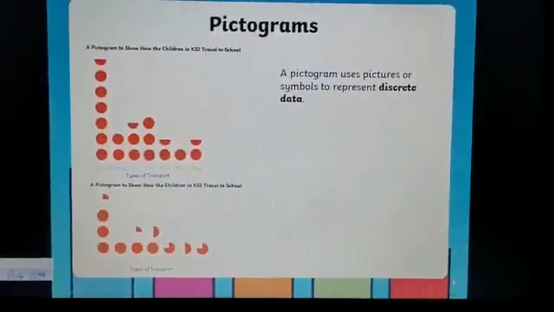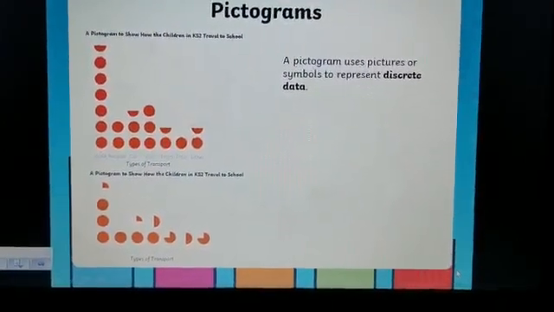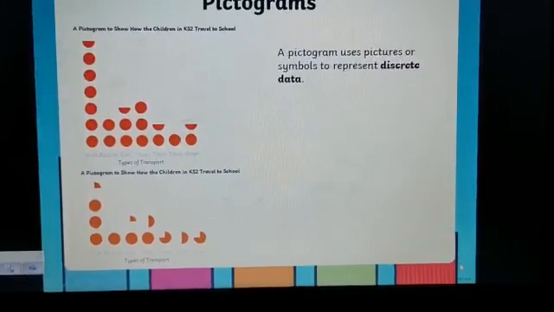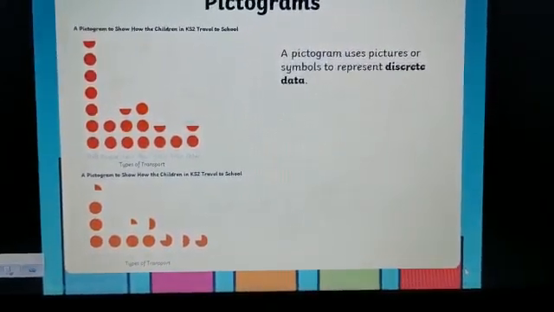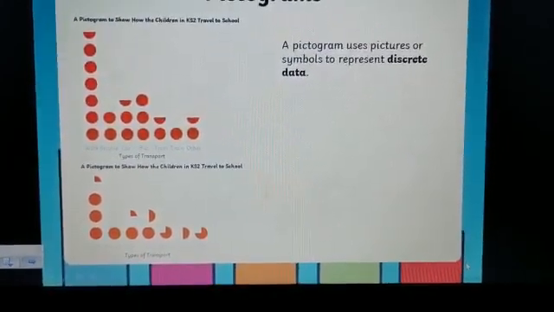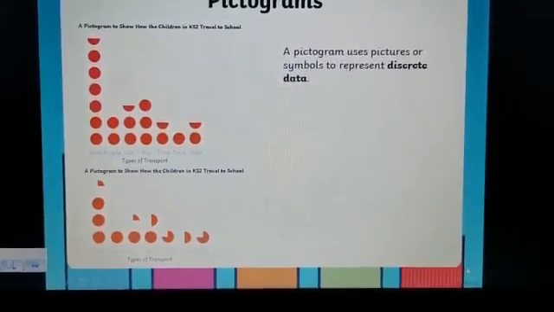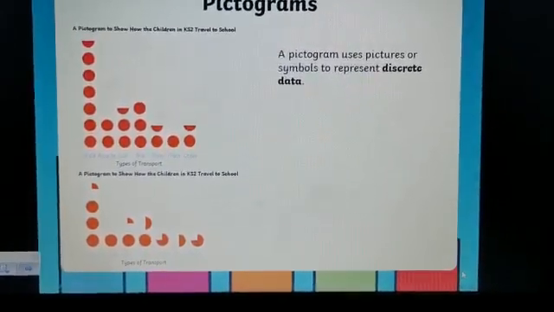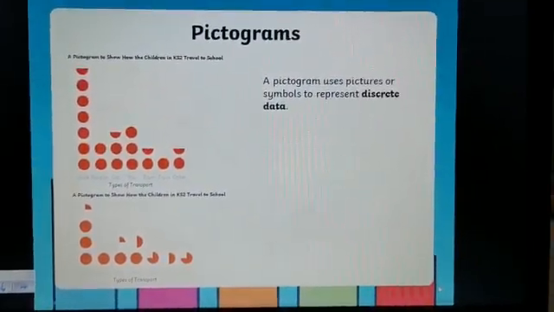Here we've got two pictograms that actually say the same information, even though they look a little bit different. And I know that because they both have the title, a pictogram to show how the children in Key Stage 2 travel to school. So even though they look different at the moment, they do tell us the exact same information, and we'll find out why in a moment.